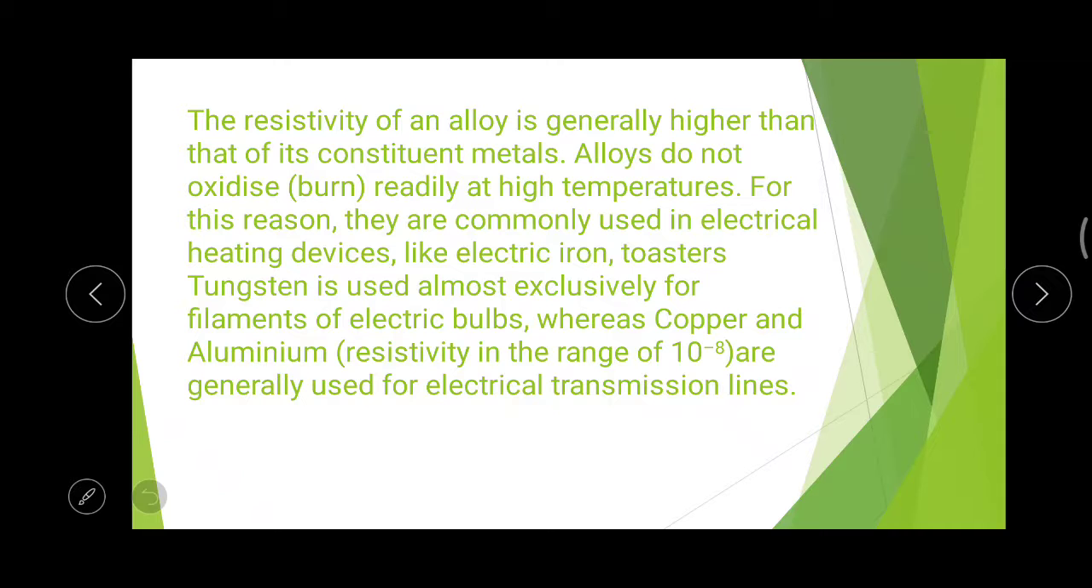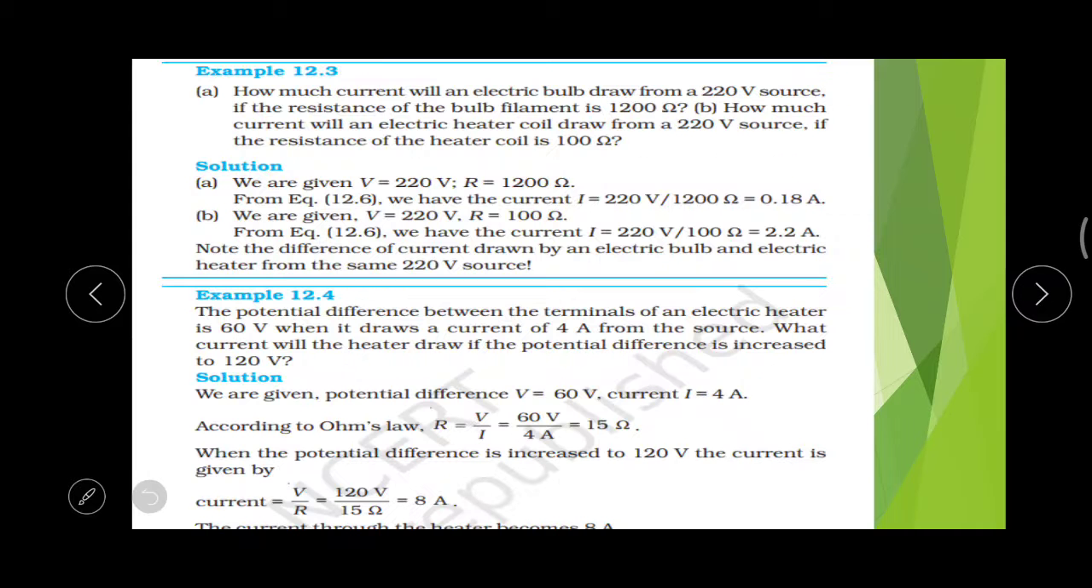Now let us come to the example questions. Example 12.3 we have already discussed. Come to 12.4.